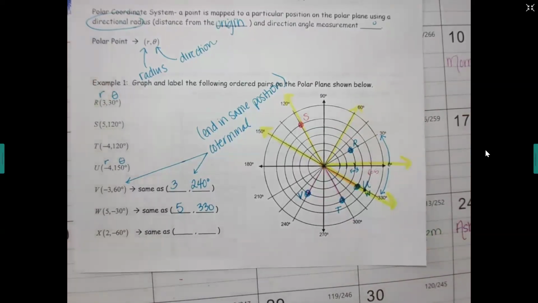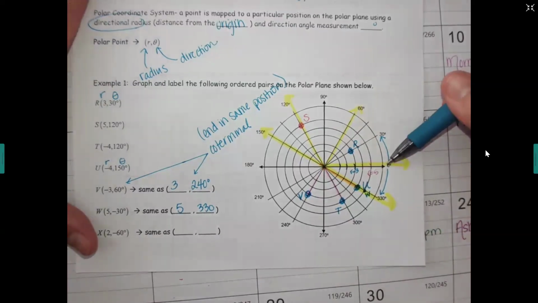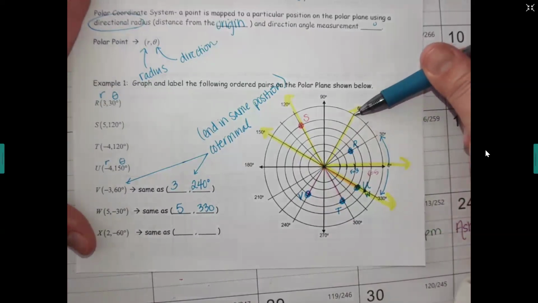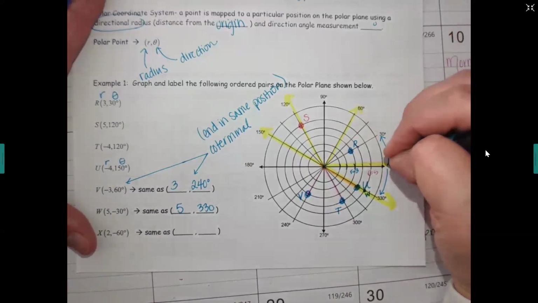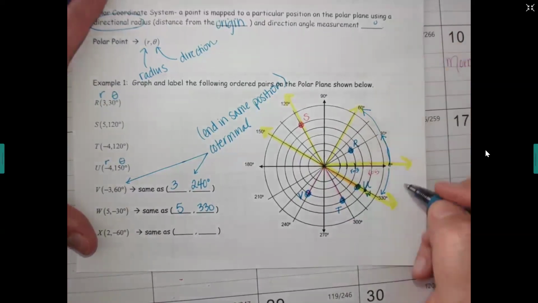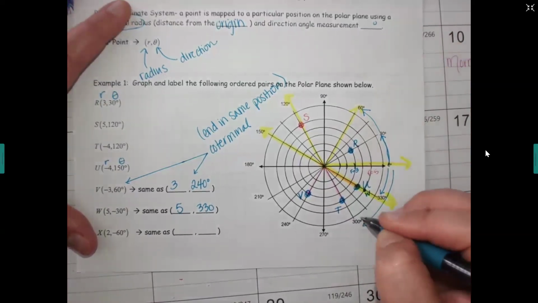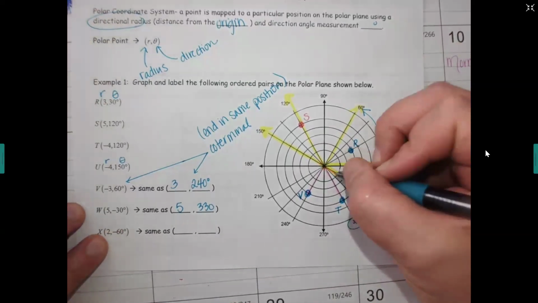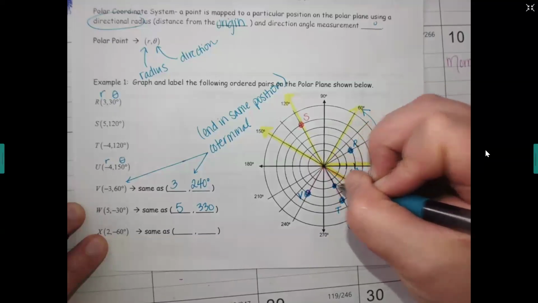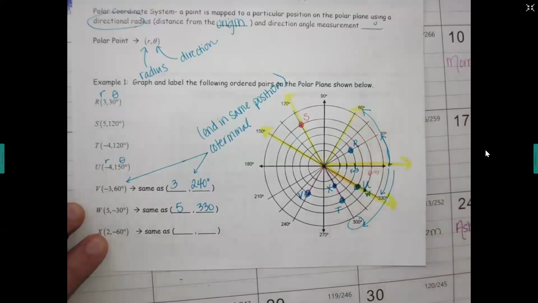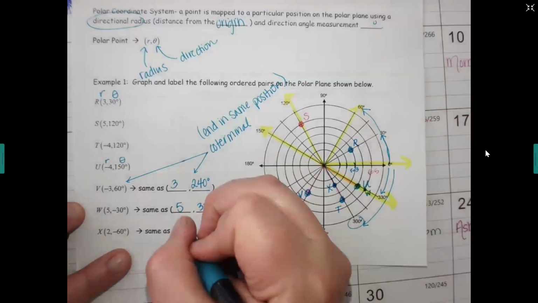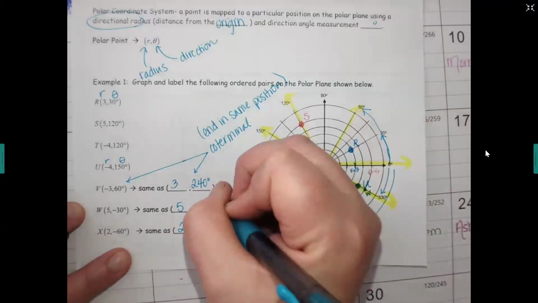One more. We have 2, -60. Well, -60 would be 3 clicks. Watch, I'd go 1, 2, 3 to get to 60. Then rather than rotating 60 up, I would rotate 60 down. That would put me at 300. And then I want to end up on the 2nd ring. So I would go out 1, 2, that would be this point right here for my X. And if I wanted to count that out without any negatives, I would say I'm on the 2nd ring for 300 degrees.